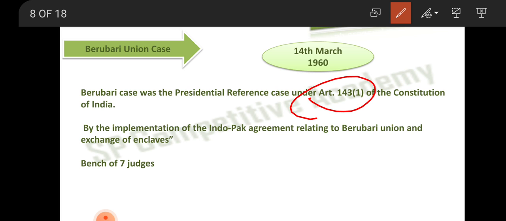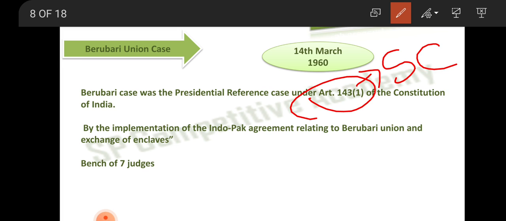So this case is related to presidential references, and this comes under the example of Article 143. This is again one of the important bits. Can you give an example of which case will come under Article 143? The Beruberi case will come under Article 143. So what is Article 143? The President taking the opinion of the Supreme Court on matters of public importance. Right. So now moving on to the details of this case.